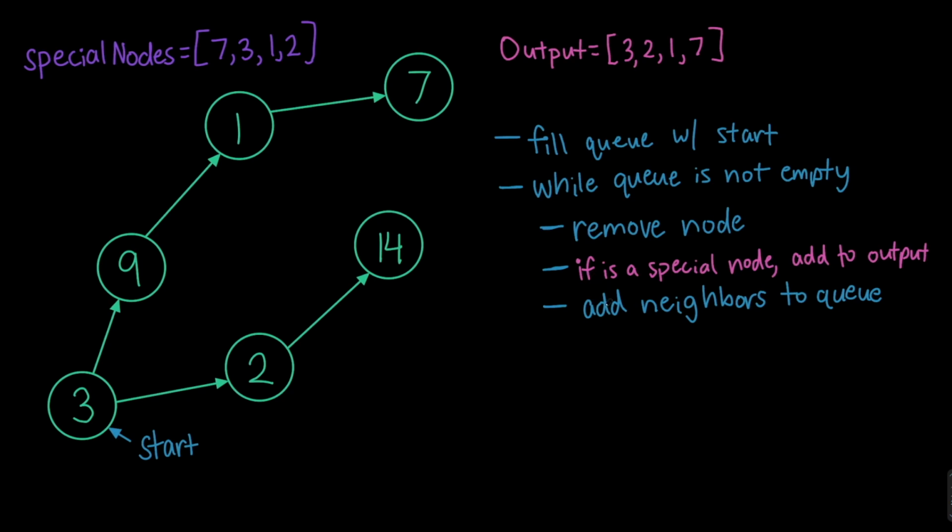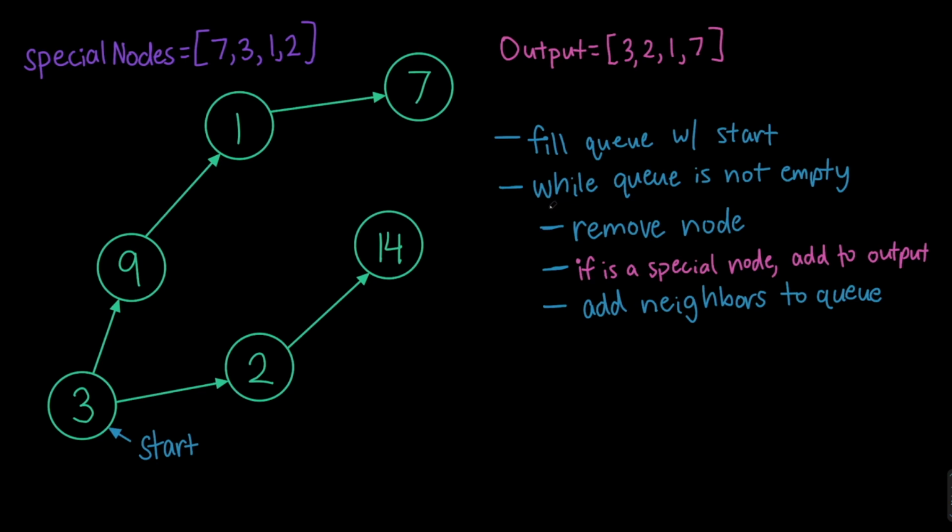There is one remaining question, which is how do we figure out if a node is a special node? We could just grab, let's say the 14 node right here, and if we want to figure out if it's a special node, we can iterate through the special nodes and say, okay, starting at 7, is that 14? No. Go to 3, is that 14? No. Go to 1, is that 14? No. Go to 2, is that 14? No. So we can figure out, all right, 14 is not a special node.